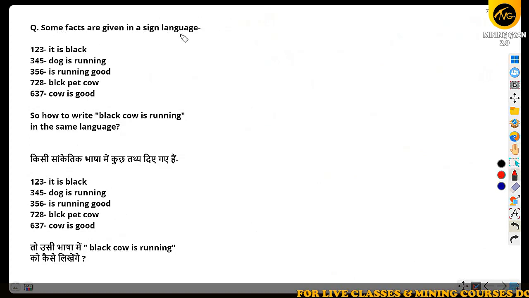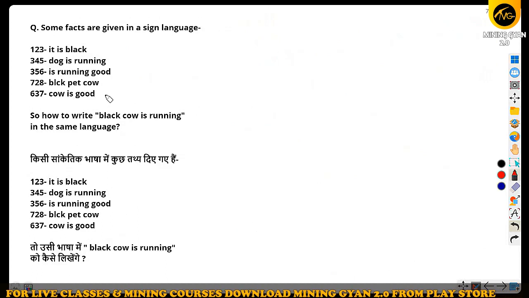Okay, some facts are given in the sign language. 1, 2, 3 is it is black. 3, 4, 5 dog is running. 3, 5, 6 is running good. 7, 2, 8 black pet cow. And 6, 3, 7 cow is good.